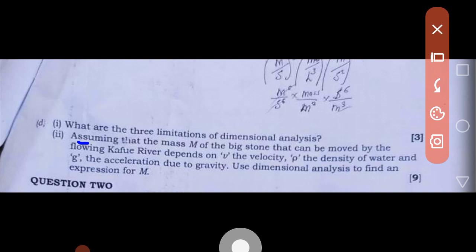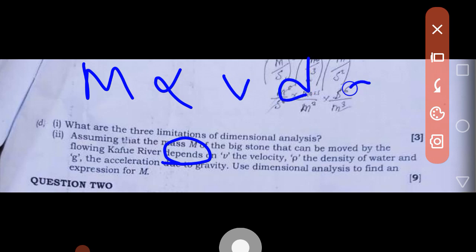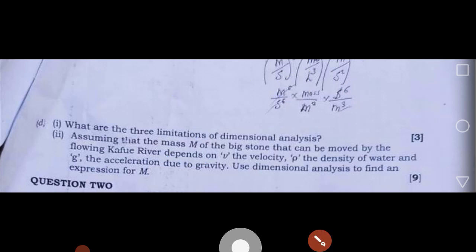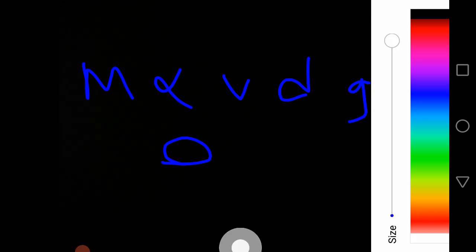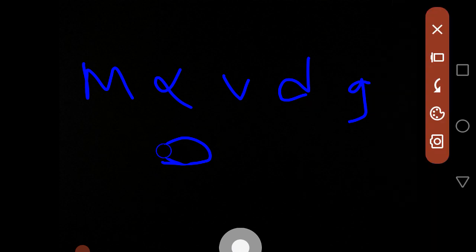So here, what is our keyword again? Depends. What depends on what? Mass depends on velocity, density, and acceleration due to gravity. So let us write this here. Now let us formulate an equation from what we've been given. We've been told that mass depends on all these guys. Now I would prefer my mass to be a small letter m because that is how physics prefers mass to be. So I'm going to write it like that.